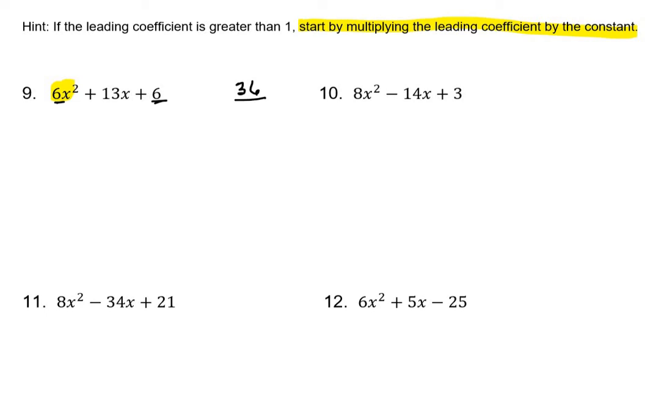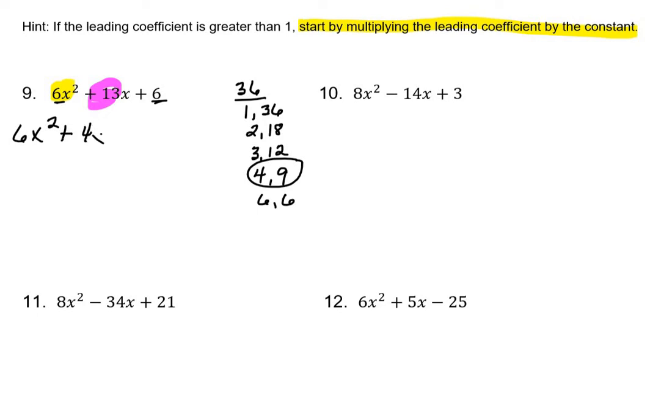Now I'm going to list out factor pairs of 36. Now I want numbers that multiply to give me 36 and add to give me 13. Well, what I'm going to be using is 4 and 9. So I take that 13x and I rewrite it as 4x plus 9x. And I want you to be sure that you understand that 13x gets split up into 4x plus 9x.